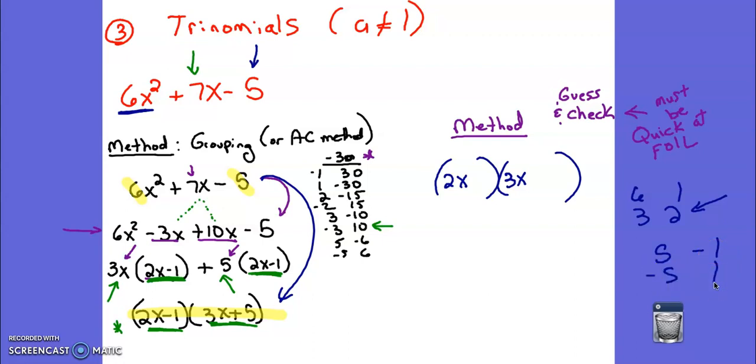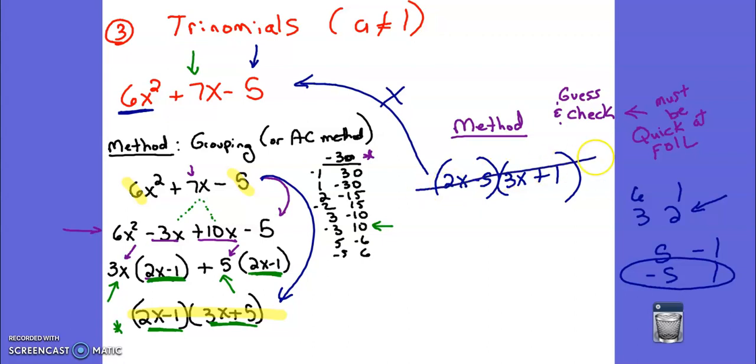It's called the guess and check, so I'm literally just going to guess one of the terms. And again, try not to look at the previous answer. So let's just guess this one right here. Let's just guess negative 5 and positive 1. Now, if I FOILed that, it would not equal the original answer. So then you kind of cross that method out. This one does not work.